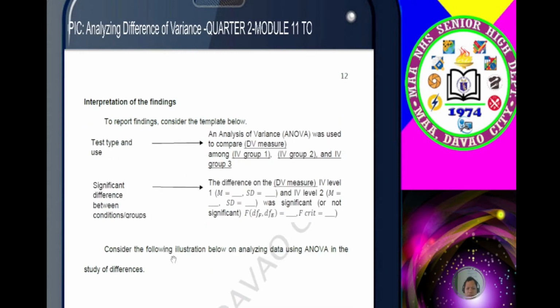Then how to report the findings? To report the findings, consider the template below. First, the test type and use. We have here analysis of variance. ANOVA was used to compare your DV measure among IV group 1, IV group 2, and IV group 3. So, is there a significant difference between conditions and groups?